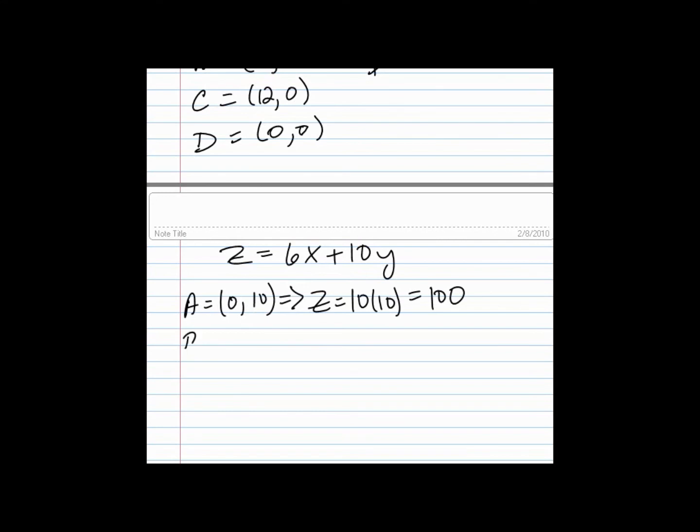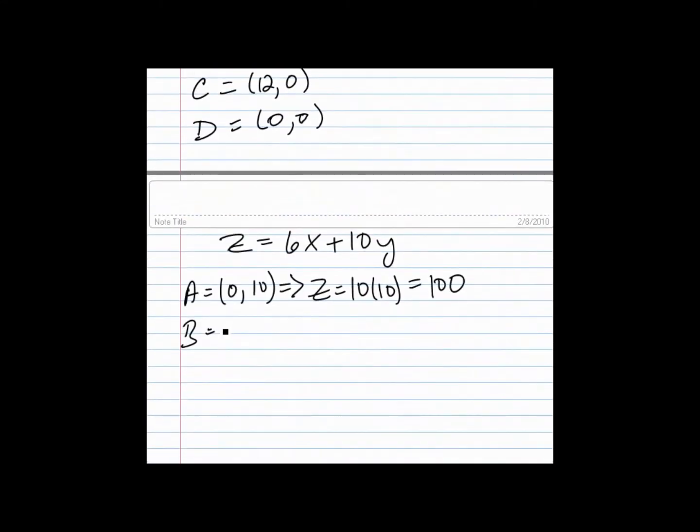So B is 4, 8. This implies that Z equals 6 times 4 plus 8 times 10. What's that going to be? 80 plus 24. So 104.